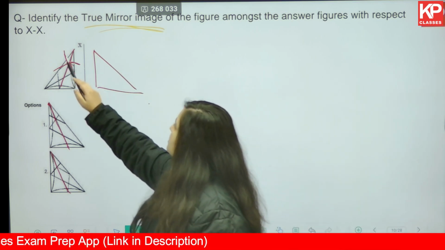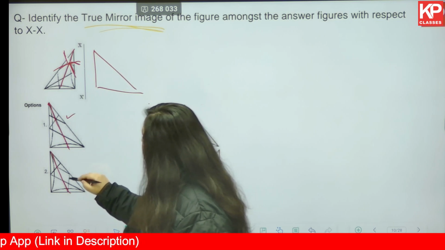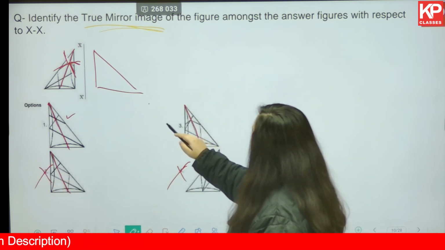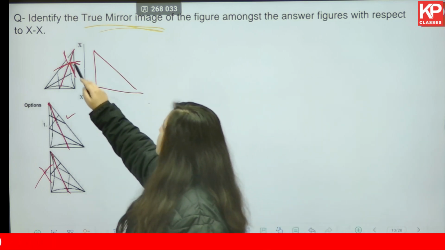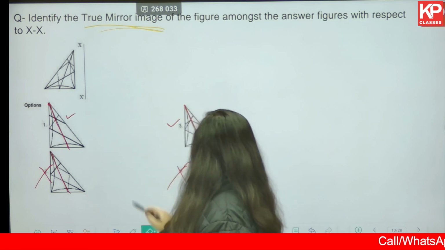Next, these 4 lines that you have. So you have 4 lines here, you have just 3 lines here, so 2 is eliminated, and you have 4 lines here, correct. Now we have to check something else so that we can eliminate one among option 1 and 3.